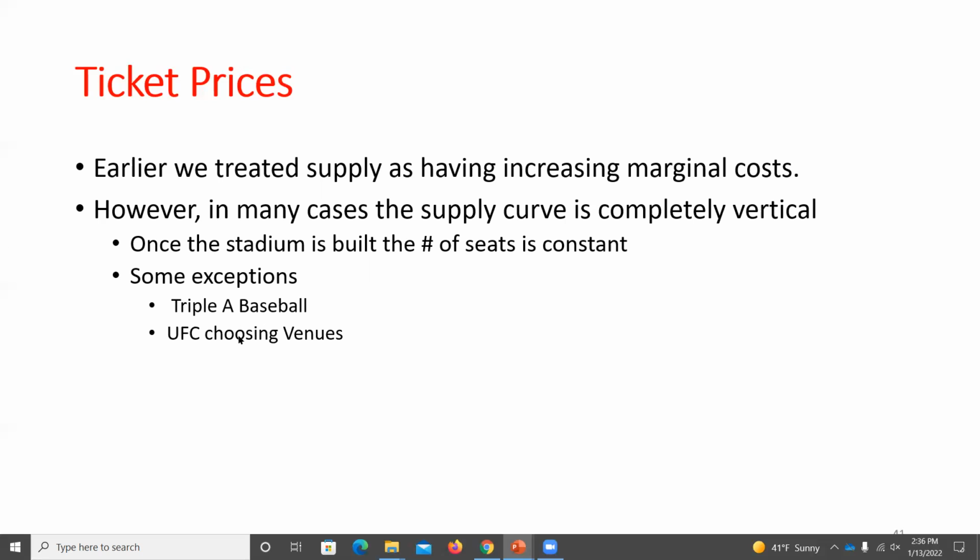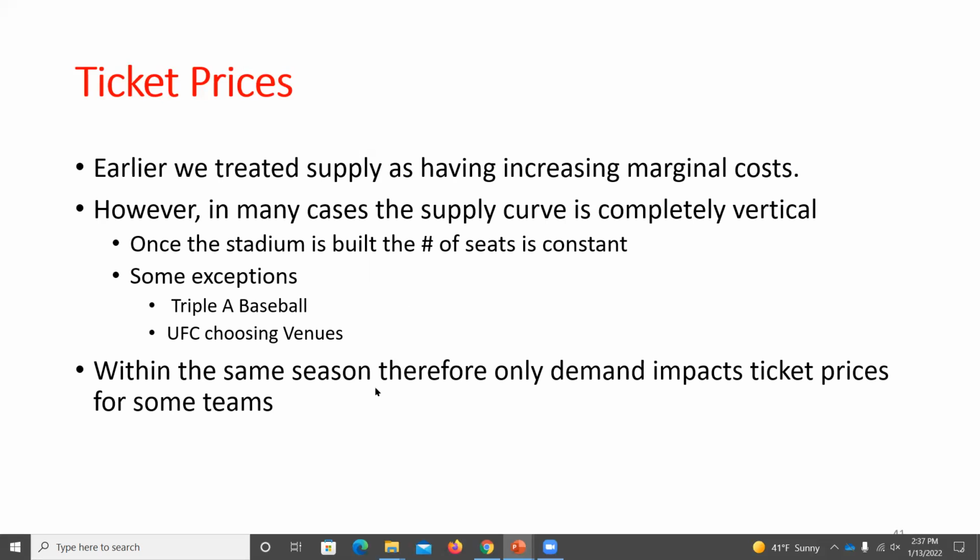Some other exceptions, where we wouldn't have a vertical supply curve, would be cases where the league doesn't have its own stadium and is just choosing locations. I'll try to bring them into a couple of these examples because they are a little more interesting than our main four leagues, like the UFC, because they are getting rather large. When they're choosing venues, they can choose their stadium capacity. So it's a little different there, and larger stadiums will cost them a little bit more. So they probably are facing more of an increasing marginal cost curve.